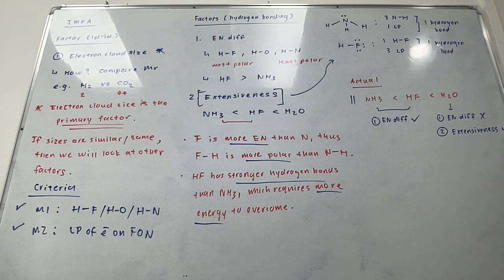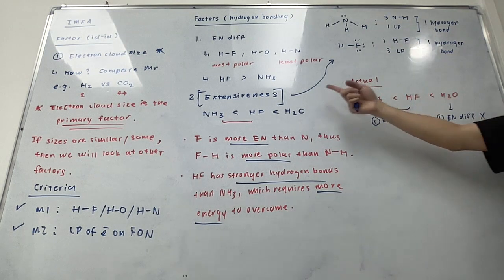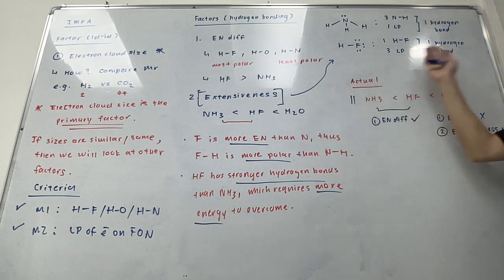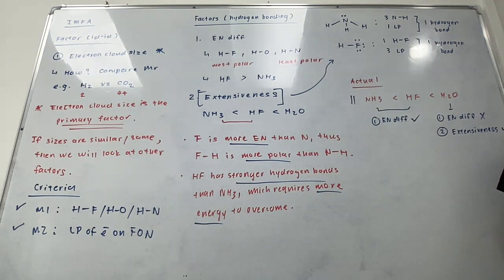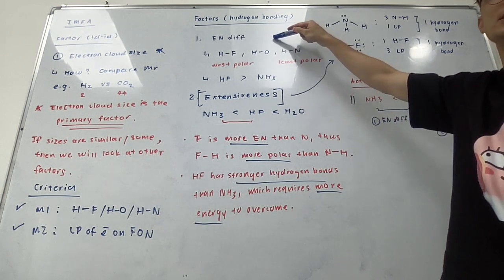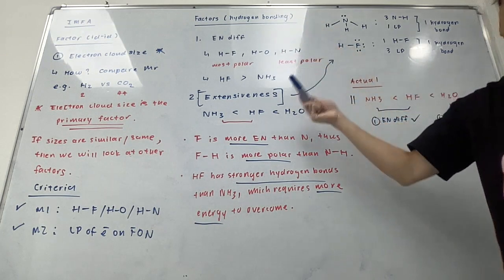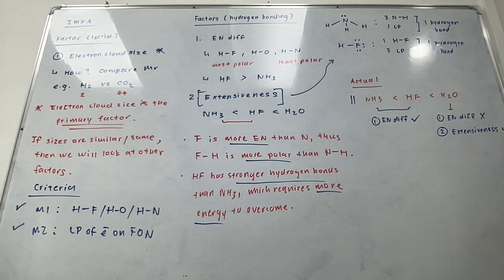So guys, you see between NH3 and HF, can we use extensiveness to explain? No. They both are the same, so don't use the second factor. Use the first factor. You see what I'm doing over here? You look at the observation, you look at the question, and you see which explanation you want to choose. I choose the first one because the second one doesn't work. So it's all about choosing the correct factor. How about water? We know we can't use electronegativity difference. We try to explore extensiveness.